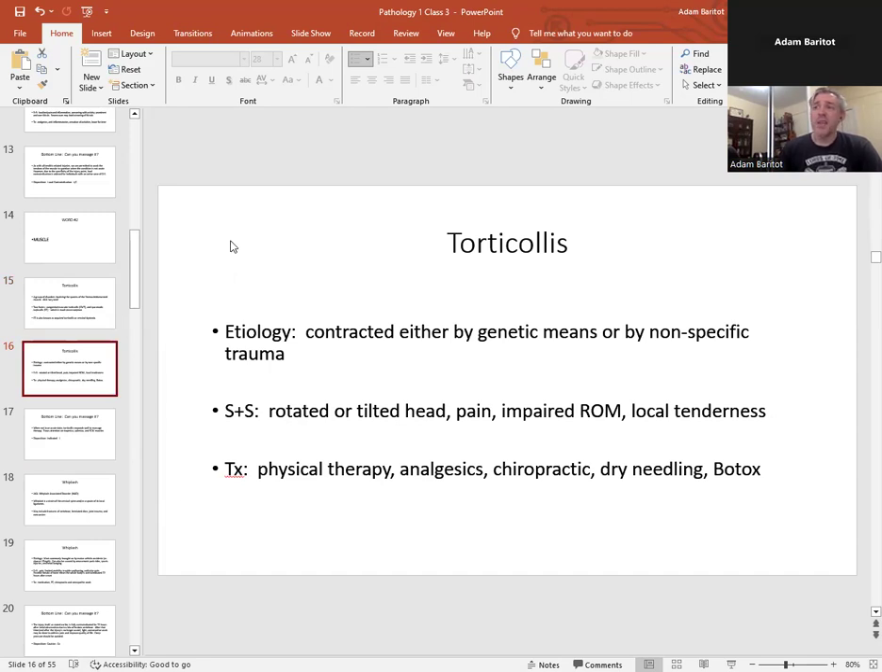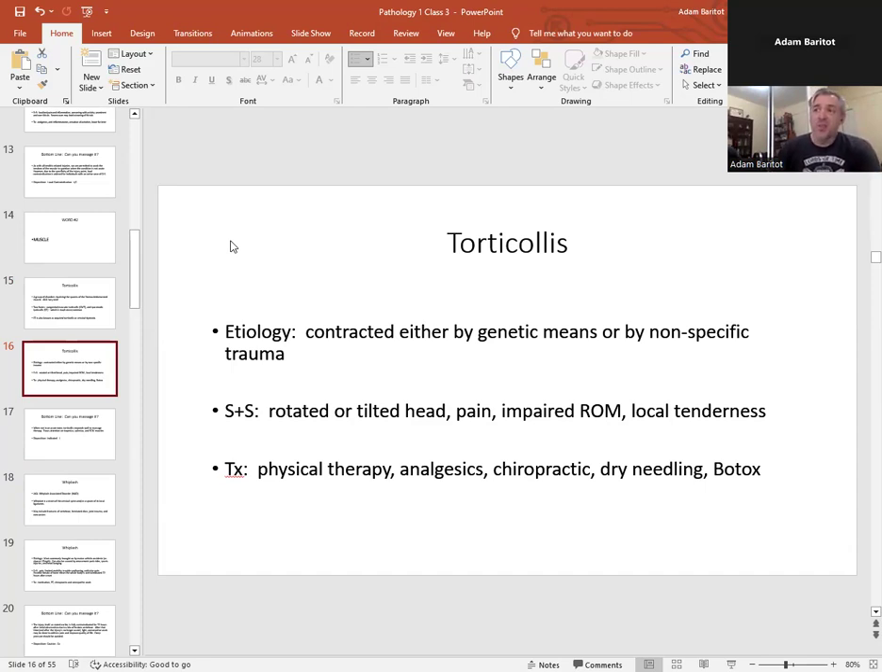Etiology. Torticollis is either contracted by genetic means or non-specific trauma. Most commonly, it is caused by people who work at a screen where the screen is not directly in front of your head. You're constantly turning your head to get to the screen, kind of like I'm doing right now. And that constant turning leads to overdevelopment of one of your SCMs.